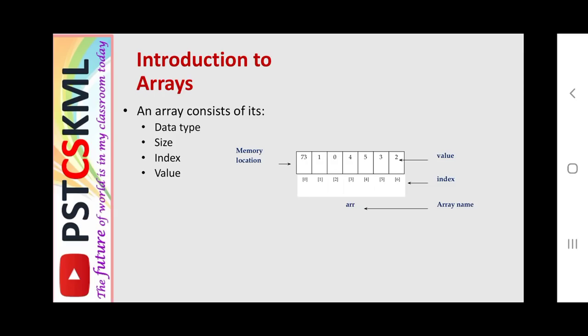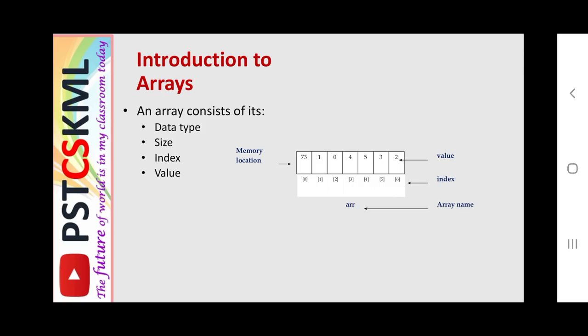Each index will store a different value. For example, index 0 will store 73 as its value, index 1 will store 1, index 2 will store 0, index 3 will store 4, index 4 will store 5, index 5 will store 3, and the last index will be 6 and it will store 2 as its value. And what is the name for this array?